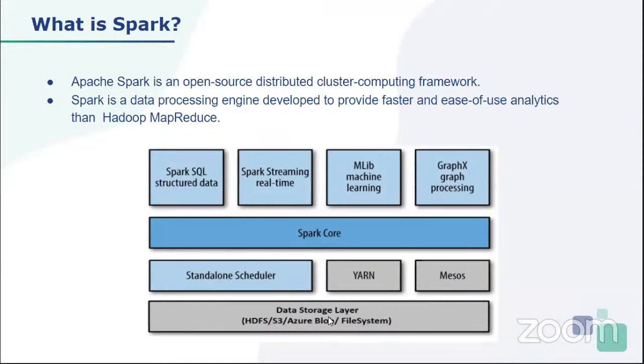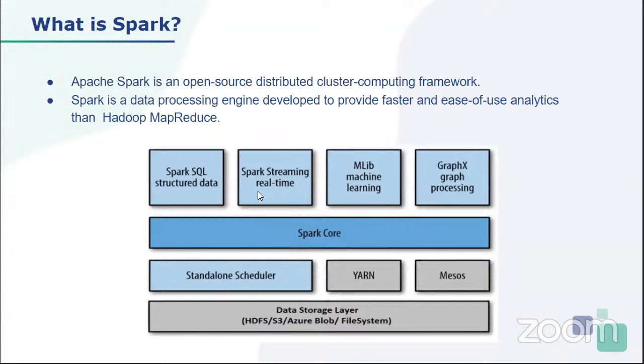This is basically a data storage layer, where it can be HDFS, S3, or Azure. These are all examples of a distributed data system. Then there can be a scheduler, YARN or Mesos, which is part of a Hadoop environment. Then there is the Spark Core library, which does all the tasks of Spark. Then Spark SQL for structured data, which allows you to query the data on the distributed system. Spark Streaming for real time.